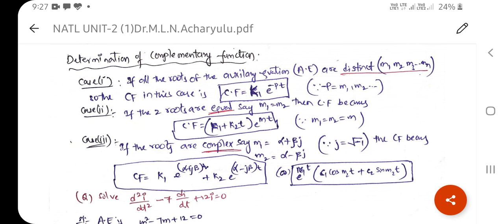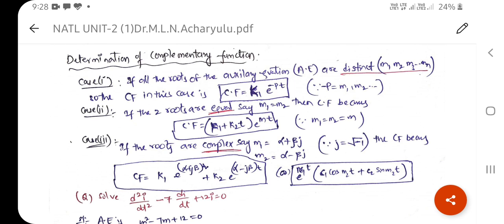So, just a brief on what you are going to do in a complementary function for a given differential equation. Generally we apply three cases. Case one: if all the roots of the auxiliary equation are distinct, m1, m2, m3 and so on, then the complementary function is k1 e power minus pt, where p is m1, m2 and so on. That is the first case.